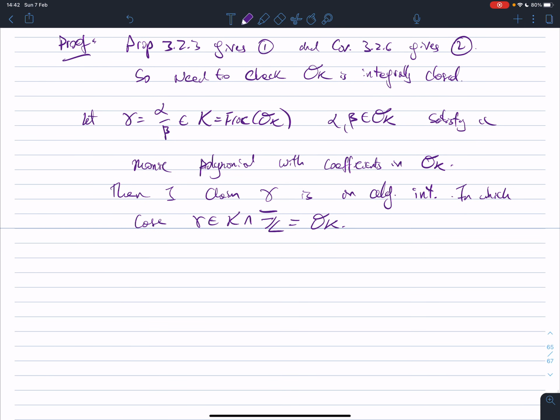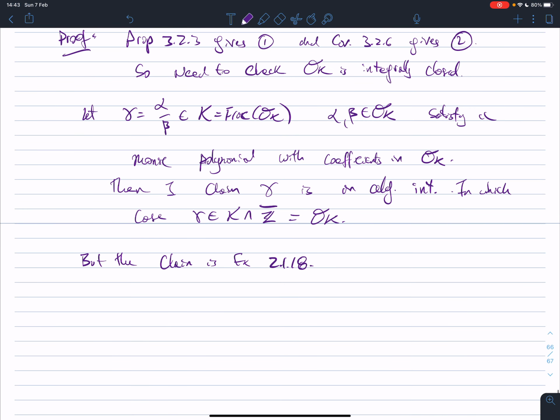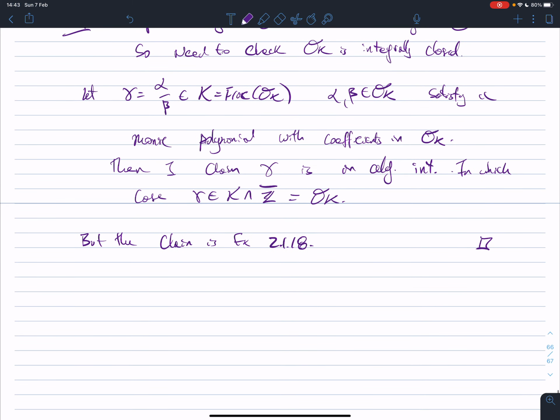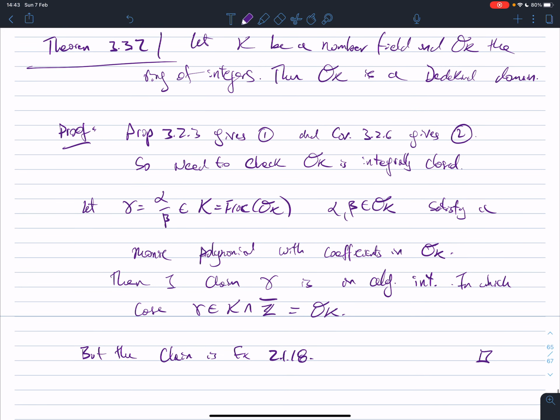So I need to check this claim, but I'm going to reference the exercise in the notes. This is exercise 2.1.18, but it's also one of the exercises in problem sheet 4, I think. Can't remember the exact number, but it was the harder, quote unquote, of the two exercises for sheet 4. So I won't do the proof here. There will be solutions in the notes, in the problem sheets, so you can go over there and look at it. So great. Our rings of integers are Dedekind domains.